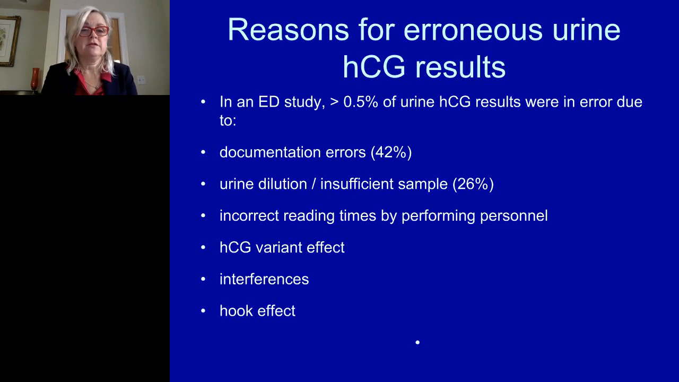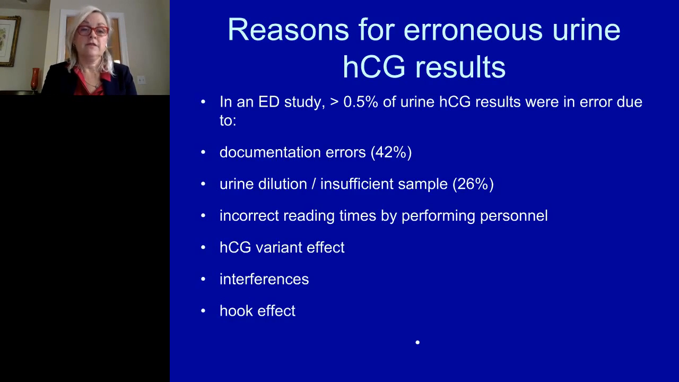Why do we have erroneous urine HCG results? Well, the pearl is that one should always ask for the first urine of the day, because that's the most concentrated. But in reality, that often is not the sample that's being tested. So you have hydration, you have dilution issues, and so for that reason, you have a possibility of a false negative. In one emergency department study, again, not cancer patients, but there's a limited literature here to review, there was about 0.5% of urine pregnancy results in error.